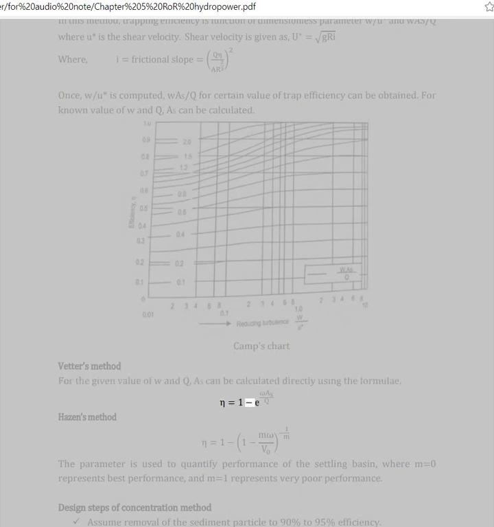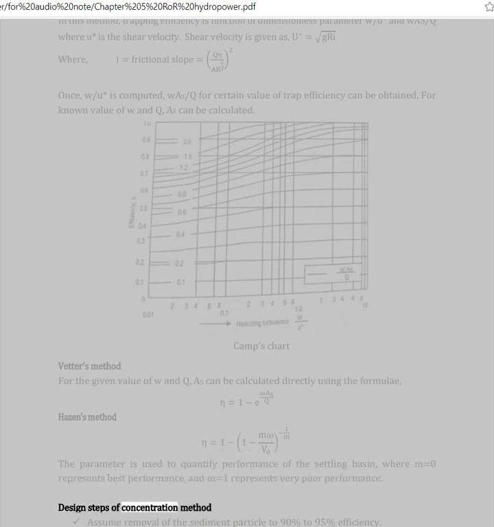Vetter's method. For the given values of W and Q, As can be calculated directly using the formula: eta equals 1 minus e to the power of a term. Hazen's method: eta equals 1 minus (1 plus omega over n v) to the power of minus n. The parameter n is used to quantify the performance of the settling basin, where n equals infinity represents best performance, and n equals 1 represents very poor performance.